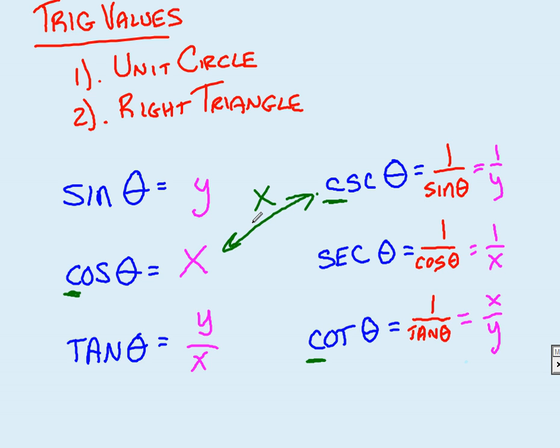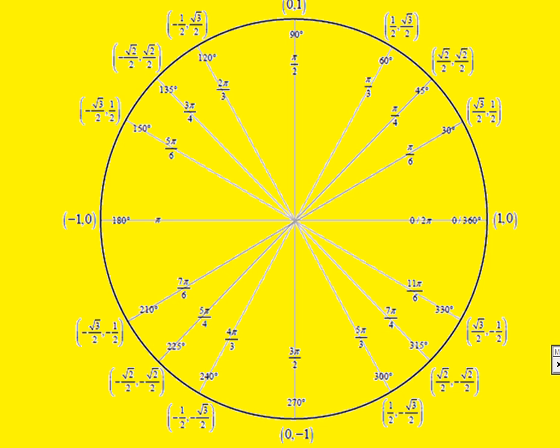So what does this mean? Y, X, Y over X. Well, if you look at your unit circle, if I wanted to say what is, let's say, sine of pi over 4, I look at just pi over 4 on my unit circle. If I want to know what sine of pi over 4 is, all I do is look at the y value of that ordered pair. So my answer there is square root of 2 over 2.